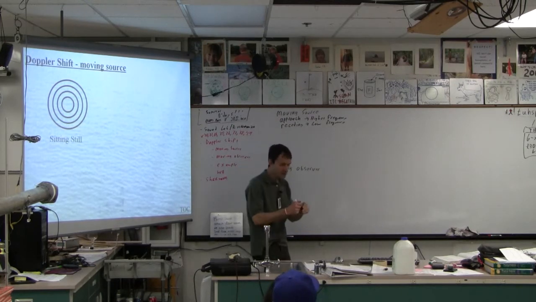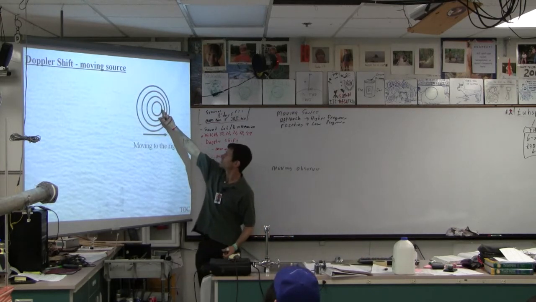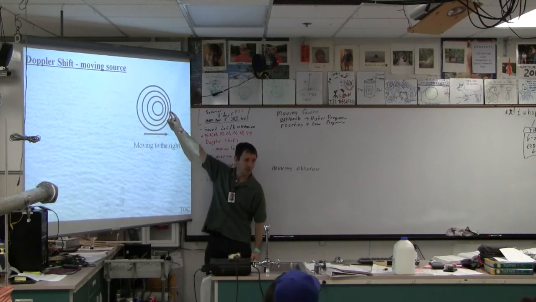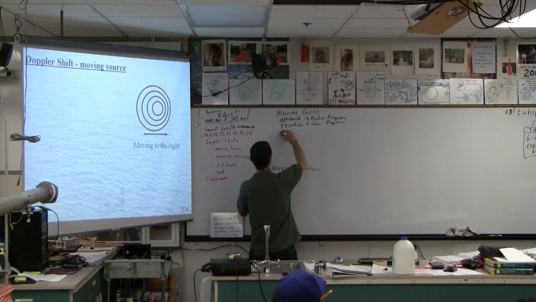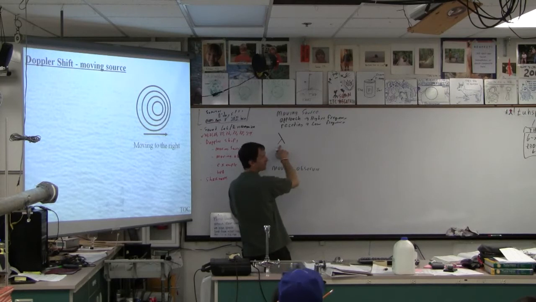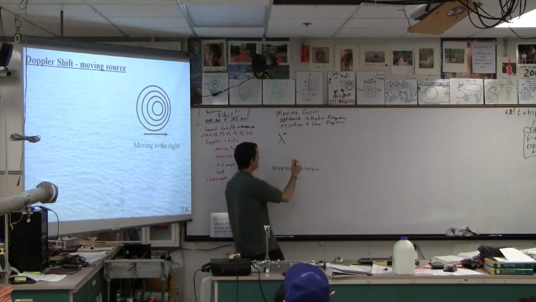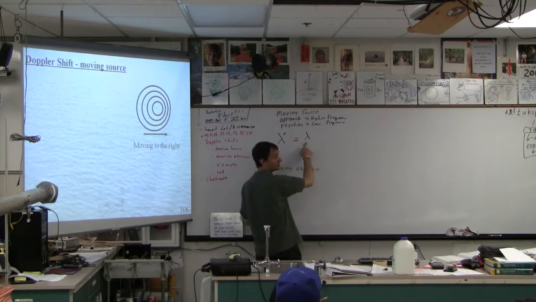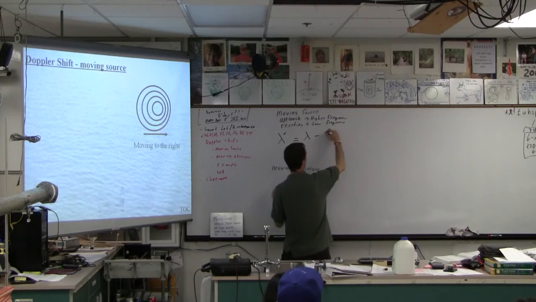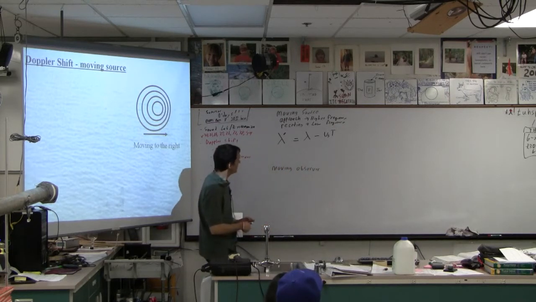Now, for a moving source, the wavelength itself is actually shortened by the source, because the source moves, right? If lambda is the wavelength it would be if the source was sitting still, then lambda prime is the shifted one, the shorter wavelength. Let's derive this for the wavelength in front. Lambda prime is equal to the unshifted wavelength lambda minus the velocity of the source times the period. This is the simplest way to do it.